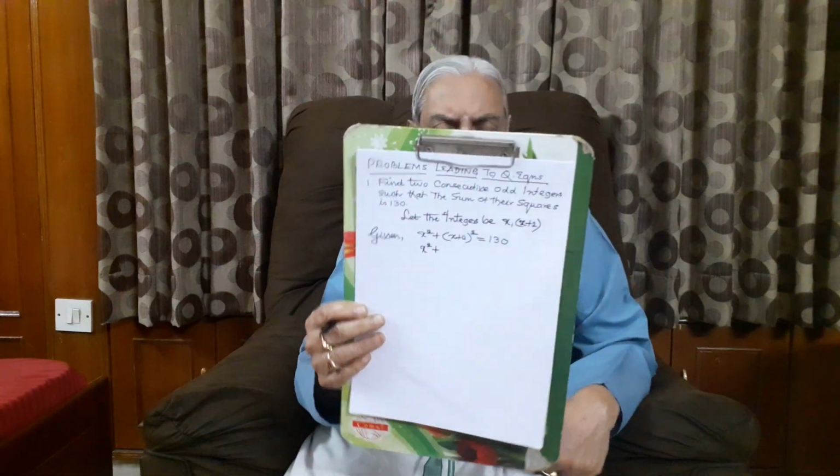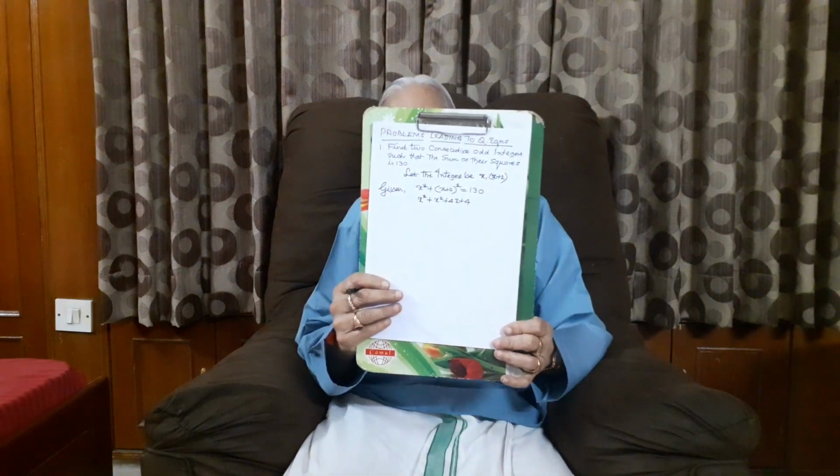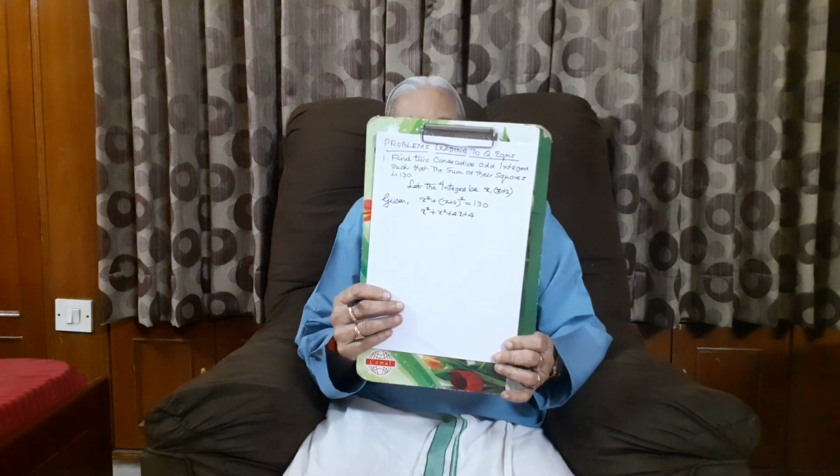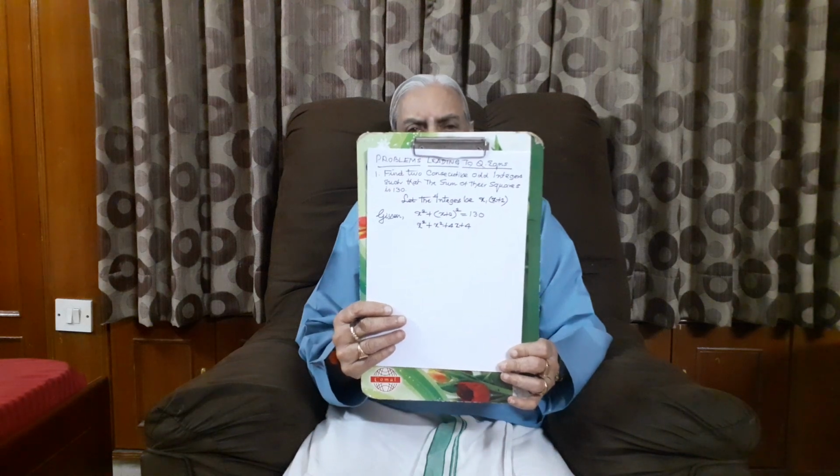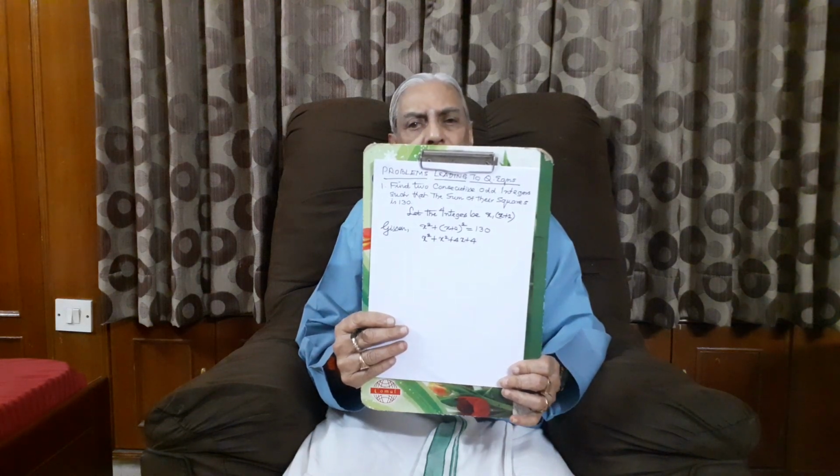Write x squared. Plus is there, don't worry. Don't open the bracket because signs will not change. x plus 2 the whole square. What is x plus 2 the whole square? a plus b the whole square is a squared plus 2ab plus b squared. x squared plus 2 into 2x is 4x plus 2 squared is 4. So x squared plus 4x plus 4 is the expansion of x plus 2 the whole square.